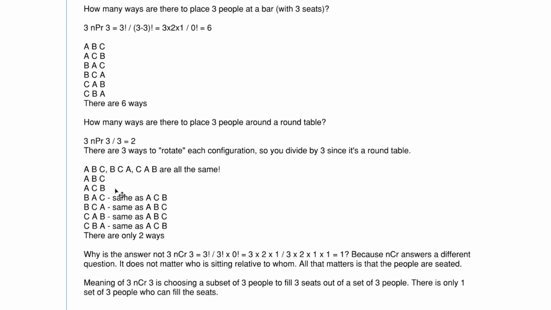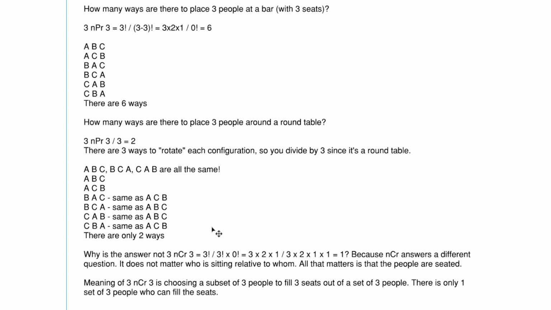And so you have ABC, ACB, BAC, but BAC is the same as ACB. You got BCA, and that's the same as ABC. You have CAB, that's the same as ABC. And you got CBA, which is the same as ACB. So when you list it all out, you can see that there are only 2 ways to place 3 people in 3 seats around the round table.